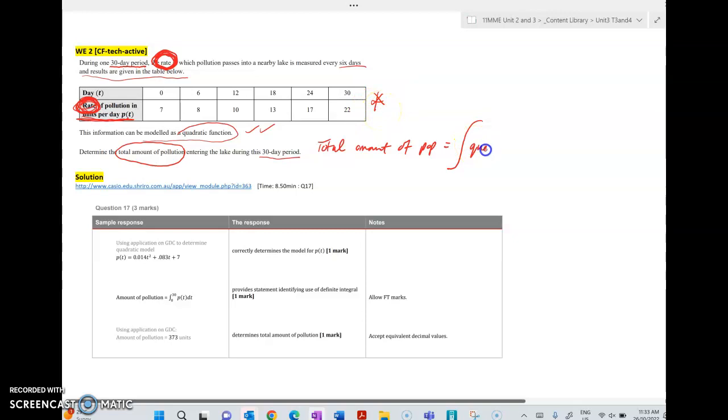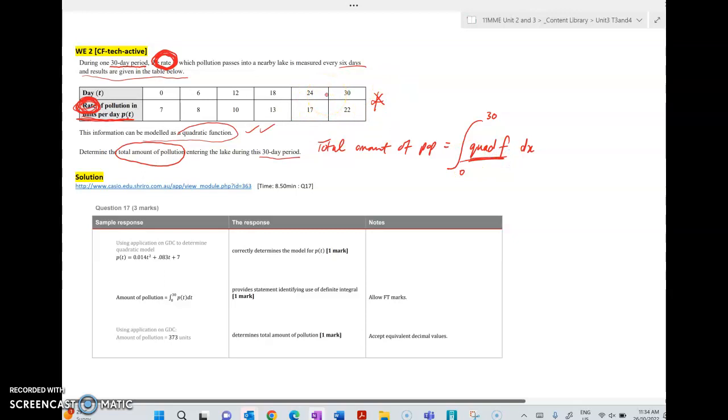So you're going to use your calculator, you're going to find that quadratic function, you're going to integrate that quadratic function to find the function that you can use to find the total amount of pollution. And then your bounds will be, it gives you a 30-day period. So the first day is 0 and then up to 30. So all you really have to do is find this quadratic function.